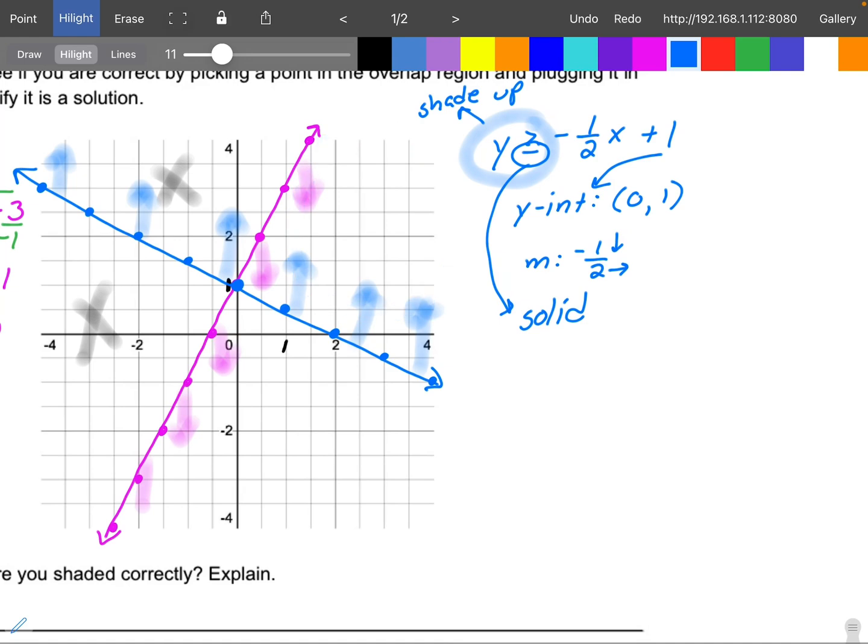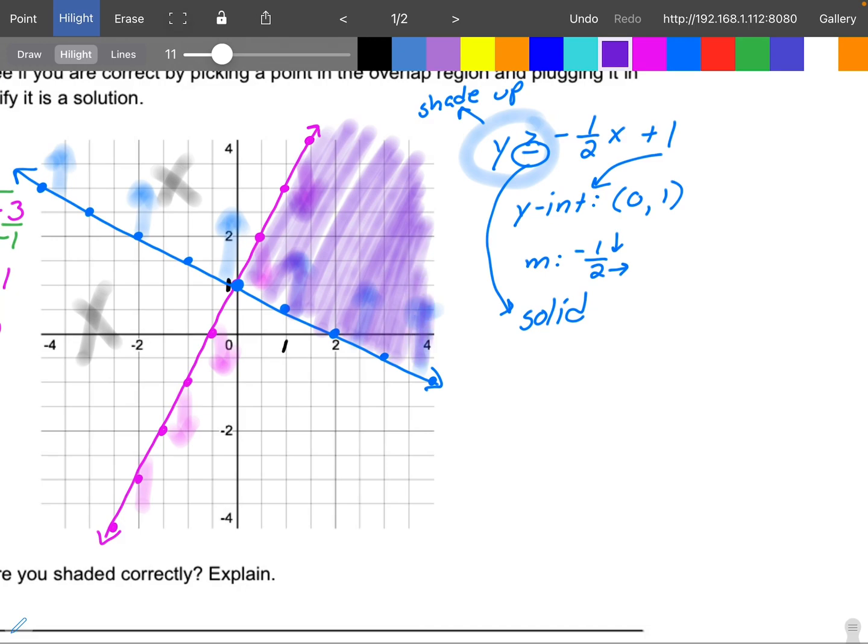So we would shade below the pink line, but above the blue line, and the only place that satisfies both of those is going to be this section. So this is the answer to our system, is this section. So that's the only one that I'm going to shade.